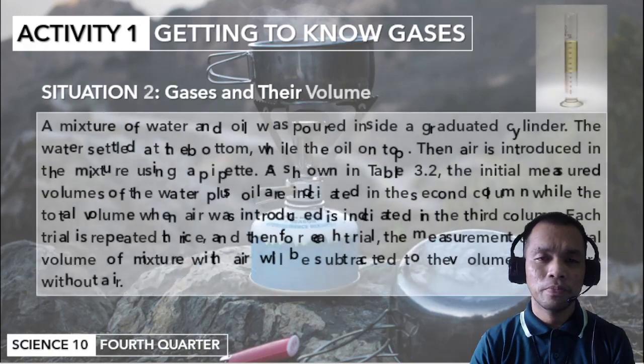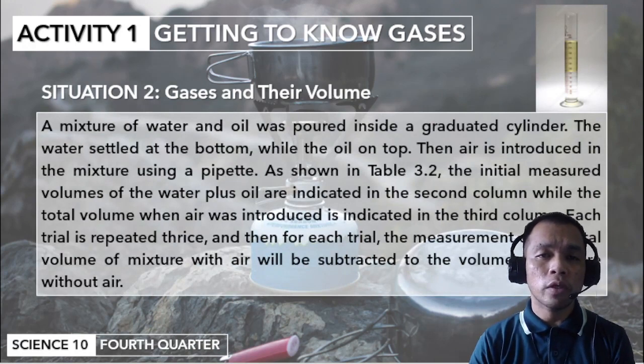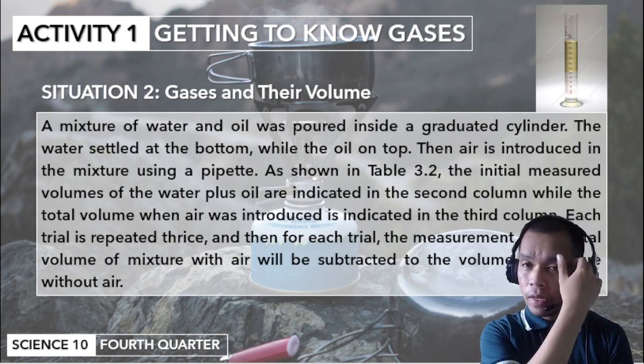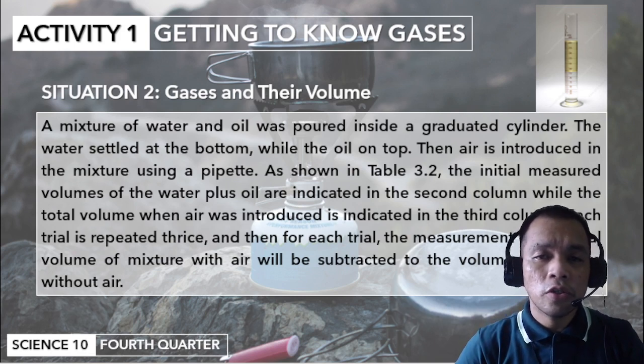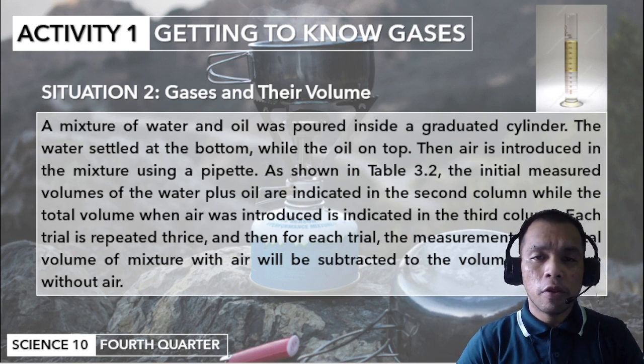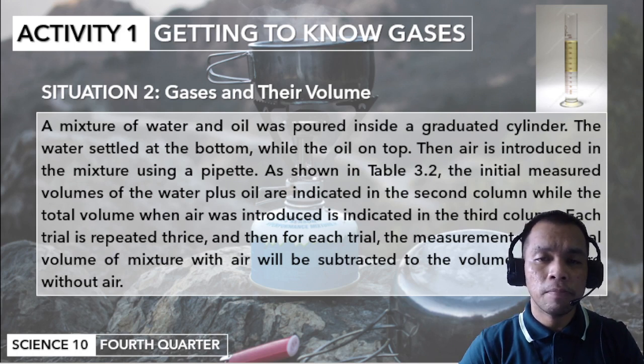Situation number 2. A mixture of water and oil was poured inside a graduated cylinder. The water settled at the bottom while the oil stayed on top. Air is introduced into the mixture using a pipette. As shown in table 3.2, the initial measured volumes of the water plus oil are indicated in the second column, while the total volume when air was introduced is indicated in the third column. Each trial is repeated thrice, and for each trial, the total volume of the mixture with air will be subtracted from the volume of the mixture without air.